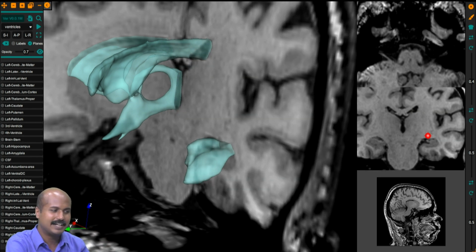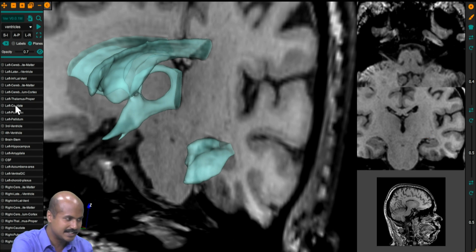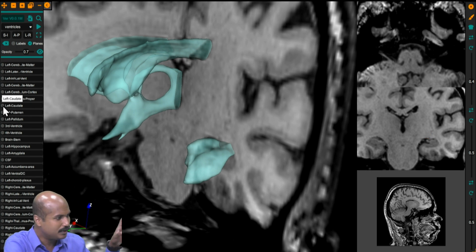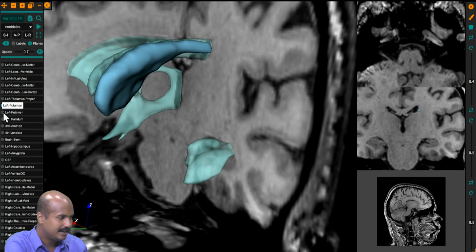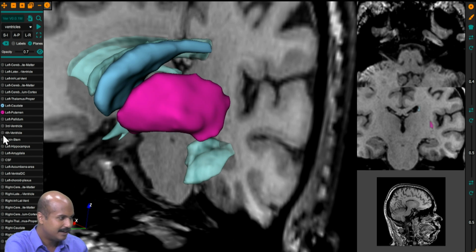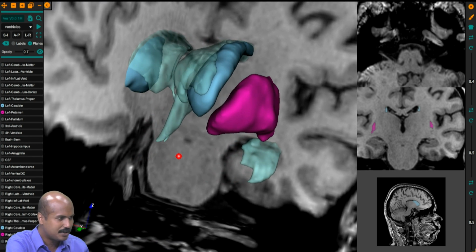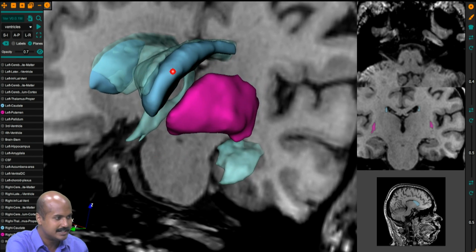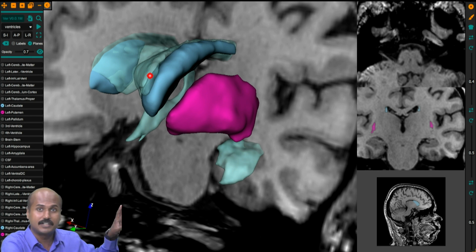Now let us have a look at the nuclear groups' relations. I told you that is very important. So this tool gives us the flexibility to check these nuclear groups. For example, I am going to add left caudate here. I am going to add left putamen here. I am going to add right caudate, let me just find out, yeah, right caudate and the right putamen. So I have marked caudate and putamens here, and you can see how the caudate bulge is located here, and the head of the caudate is related to the anterior horn of the lateral ventricle.